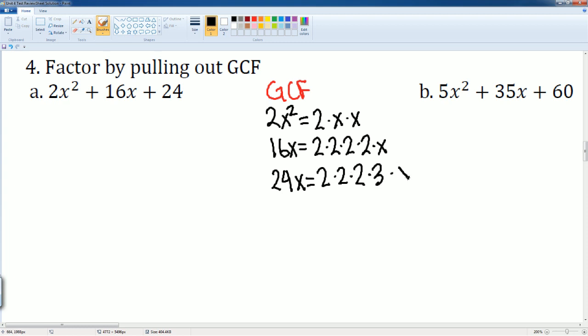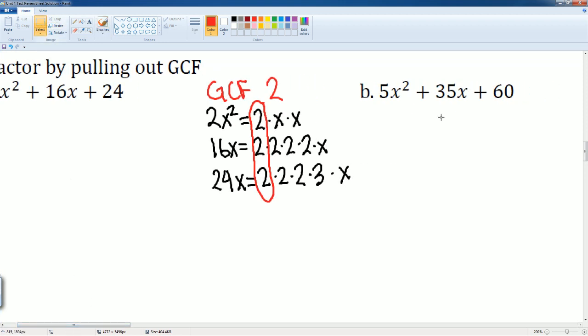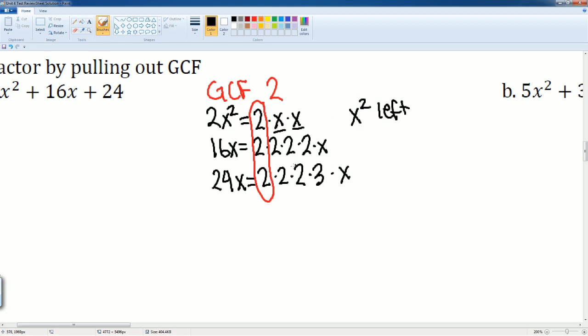We circle the like terms, which is the 2, which is going to be considered the greatest common factor here. Then let's see what is left. We're going to underline what is left. After we pull out the GCF of 2 from the top, x squared is left. From the 16x, we have 2 times 2 times 2, which is 8x left.